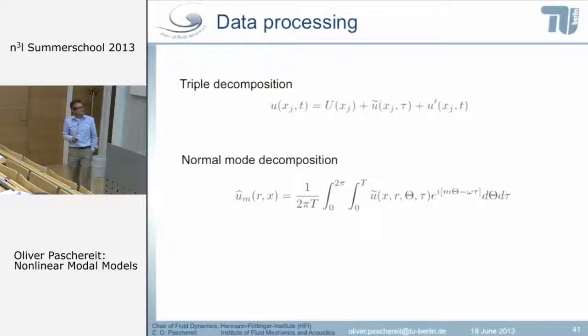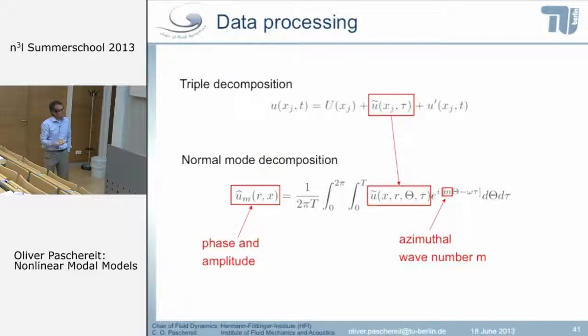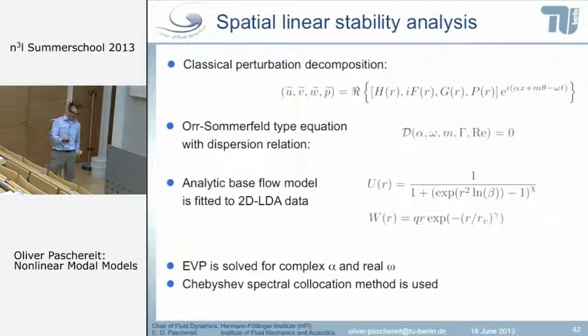One of the things is that we try to decompose the flow into three quantities: the mean flow, a stochastic turbulent part, and a coherent periodic part. And in addition, of course, you can also decompose this in different modes, so also in azimuthal modes, by having measurements from eight hot wires, for example, around the circumference. And out of this, you can gain phase and amplitude, and you can determine then the azimuthal wave number and so on.